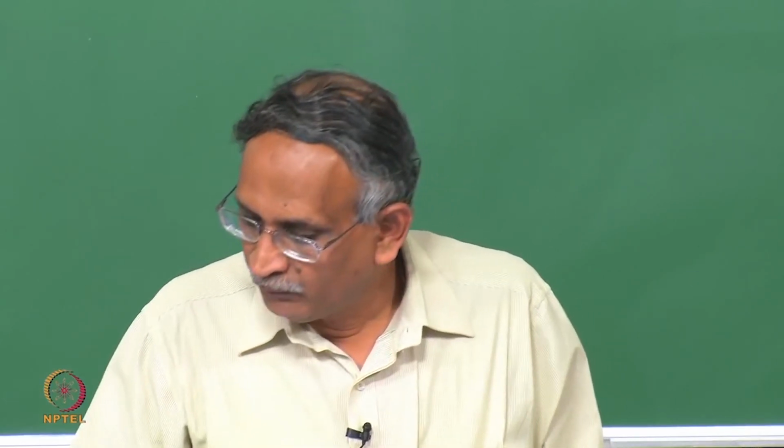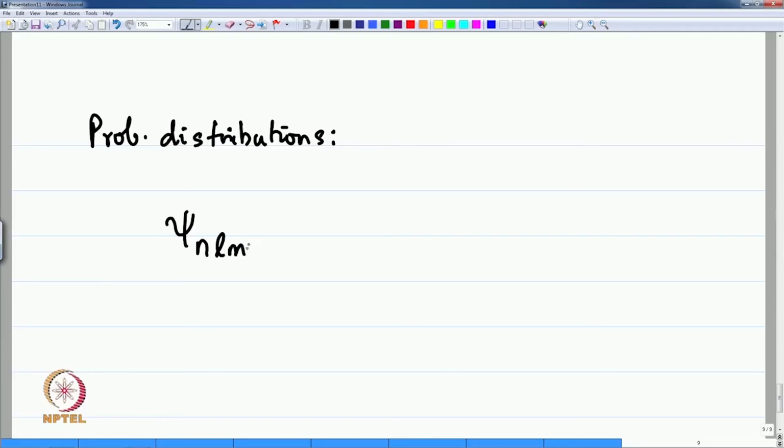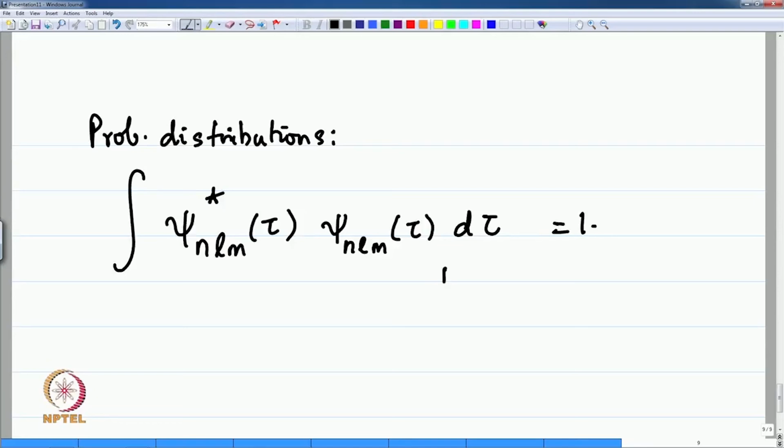Let me conclude this lecture with a note on the probability statements, probability distributions. The wave functions psi n l m are chosen to be normalized wave functions. So, if I put all the three coordinates by the abbreviated symbol tau, then the integral of psi star n l m psi n l m d tau is equal to 1. This is normalization.